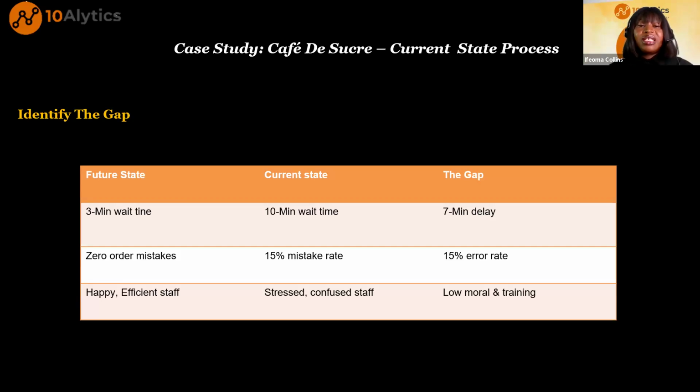Now, their future state is that they want to have zero order mistakes. Remember, because the barista is multitasking, it is causing a lot of human error. And the gap here is a 15% error rate. We already talked about this.